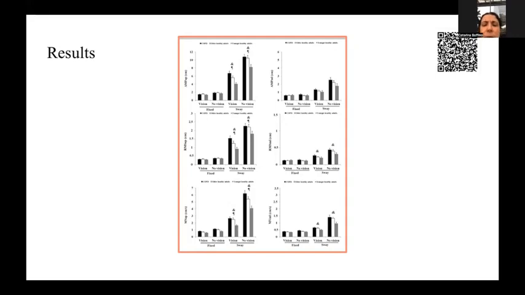That is important for us to understand the risk of fall in these patients. Please, next slide.